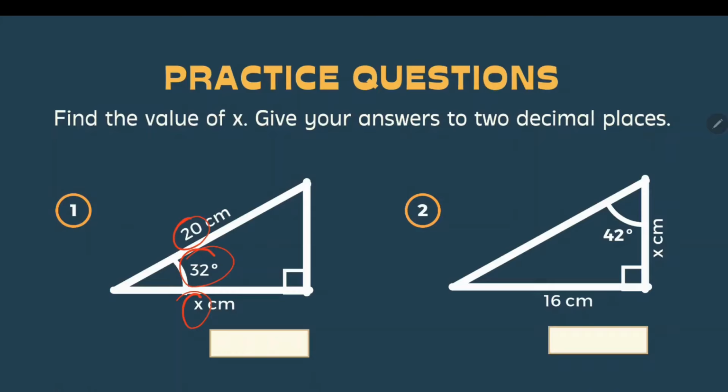It would be cosine, or cos. Cosine is adjacent over hypotenuse. Now to solve this, you would have cos, and remember, in the brackets of cos, you need to put your degrees in, which is 32, which equals, what's the adjacent? Adjacent is x over, what's the hypotenuse? 20. So that's your formula.